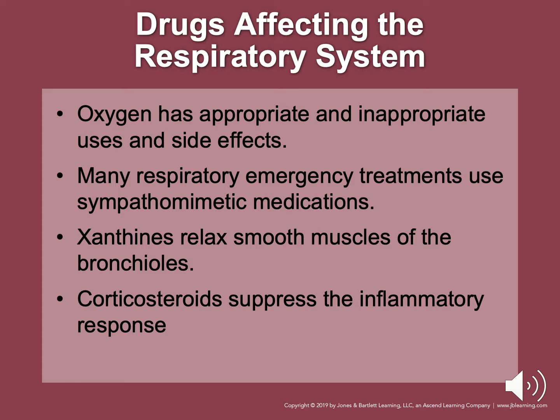Many respiratory emergency treatments use symptomatic medications. Stimulation of beta 2 receptors is most beneficial to patients with respiratory emergencies. Xanthines relax smooth muscles of the bronchioles. They also stimulate the central nervous system, and caffeine is a well-known xanthine and central nervous system stimulant. Corticosteroids suppress the inflammatory response.